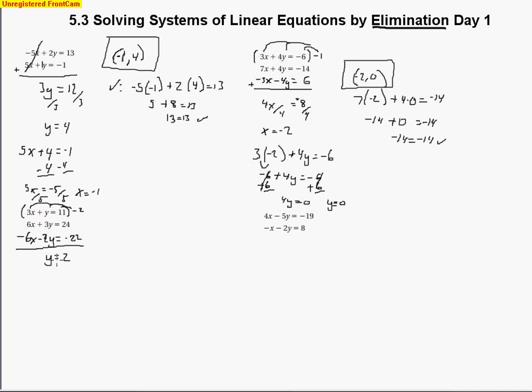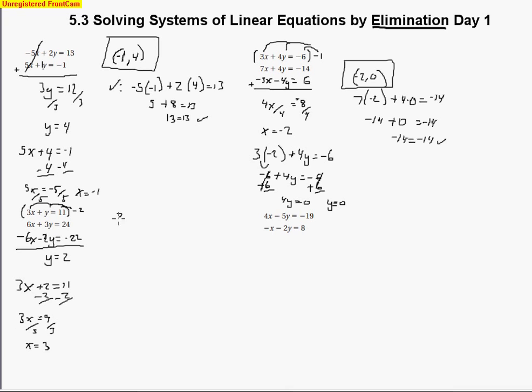So I'm going to substitute back into that top equation. 3x plus 2 equals 11. So I could subtract the 2 from both sides. So I'm left with 3x equals 9. Divide by 3, and we'll have our answer. x is 3.